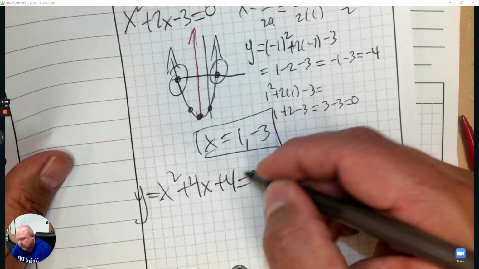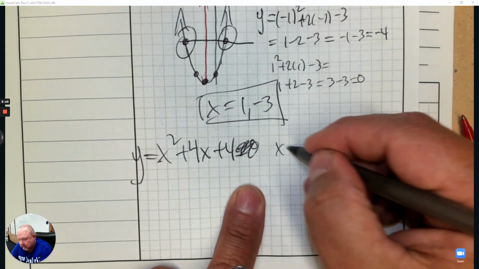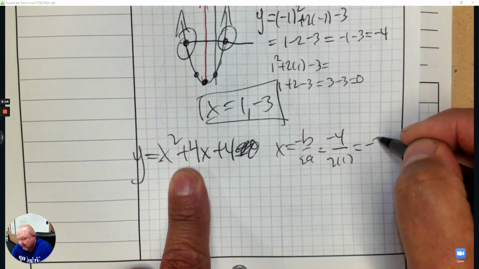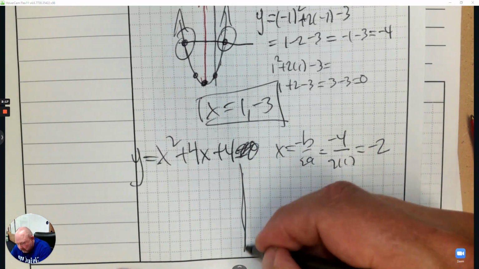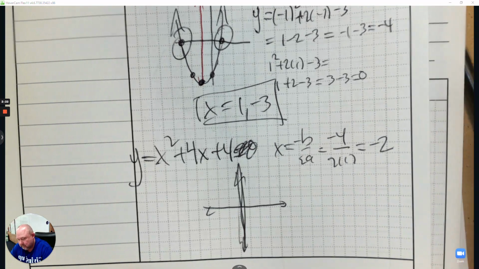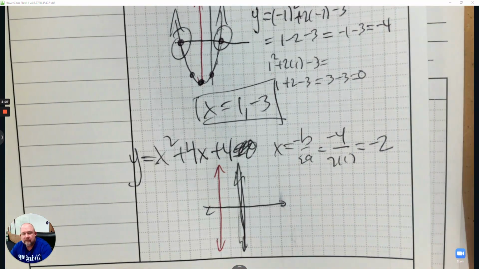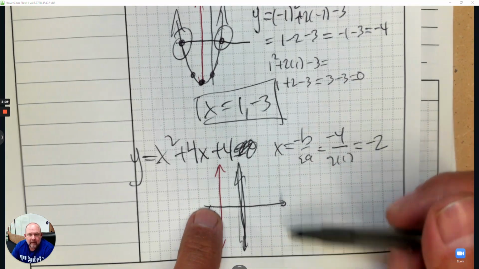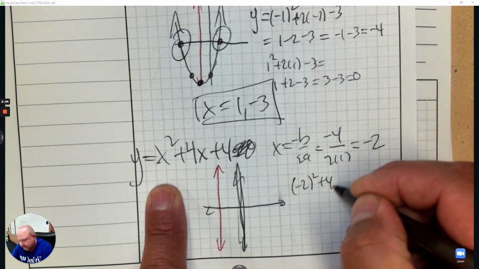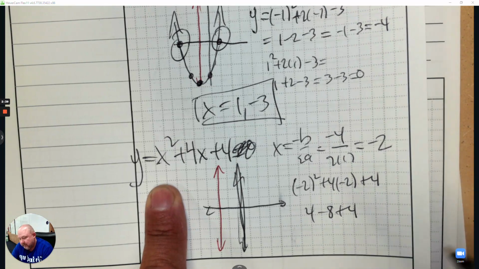Oops, y equals. I want to graph this. So again, I use the formula negative b over 2a. b is 4 and a is 1, and then I solve it. So when I graph it, I'm looking for negative 2. On there, I need to plug that in for x.